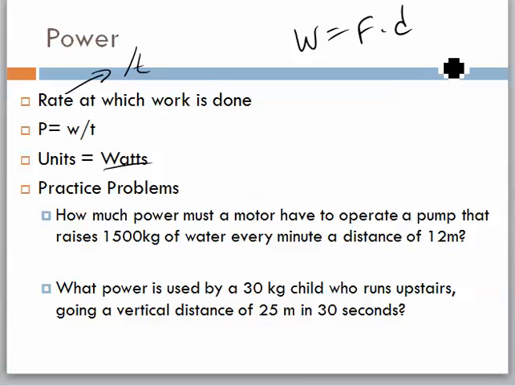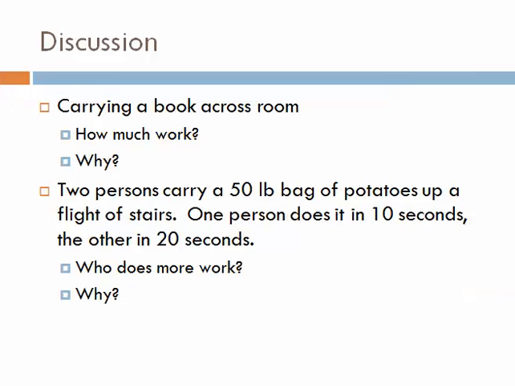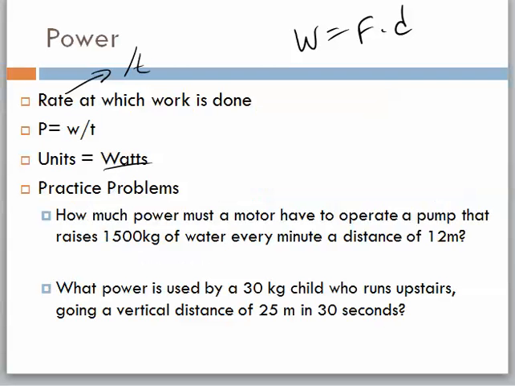So, to do this then, I'm going to simply say, well, that's what I know here. My mass is 1,500 kilograms. My distance is 12 meters. And the time, as most of you have probably realized, if it's 1 minute, that means it's 60 seconds.